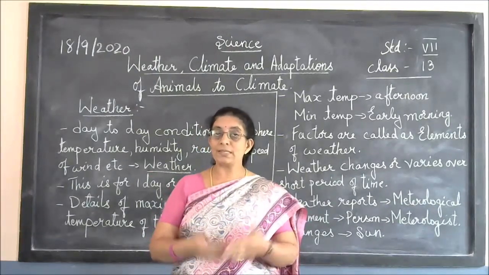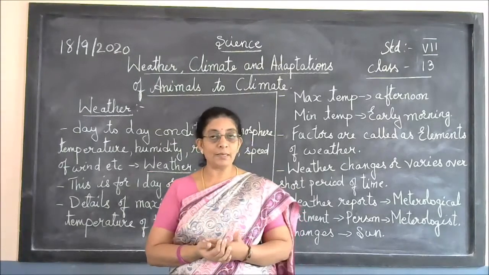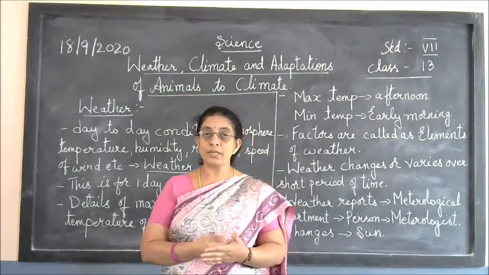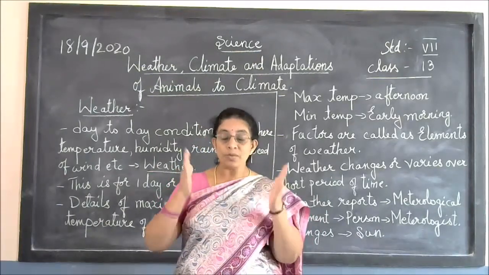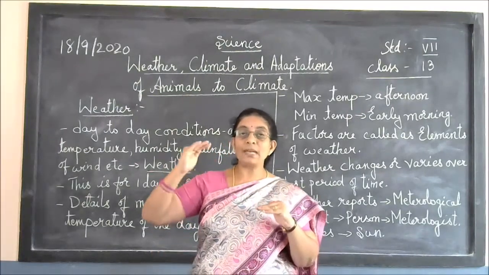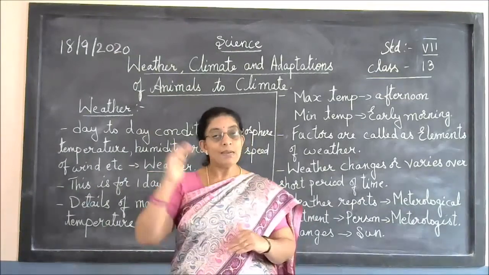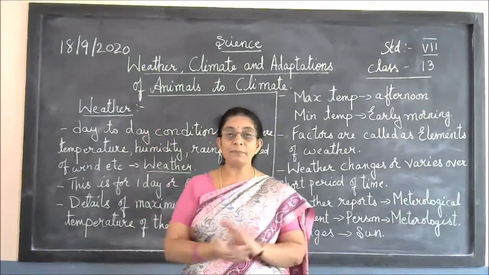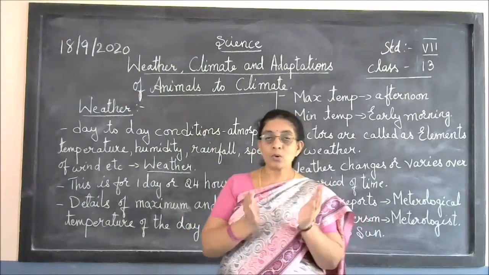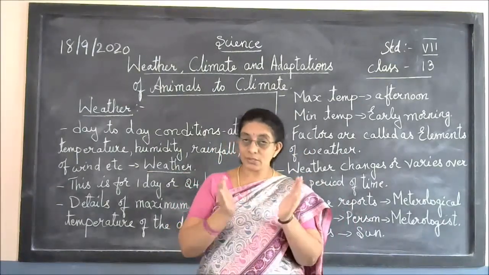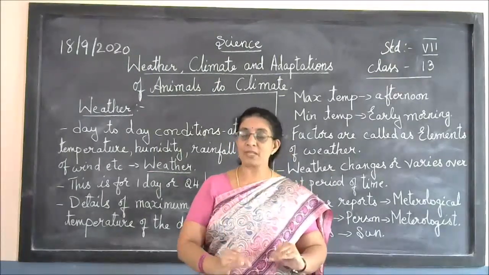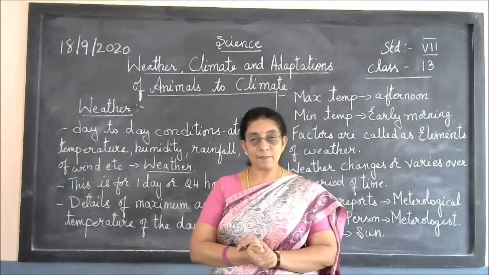So all this they give you in the weather reports, either when you listen to the news or you watch the news on TV or you read it in the newspaper. They give you the maximum temperature and the minimum temperature. The maximum temperature is recorded, that is they find out which part of the day, especially in the afternoon, to what level the temperature of the day will rise. So that is called the maximum temperature. And early morning, how cold the day is, that is called the minimum temperature. Minimum means the least temperature, maximum means the highest temperature.